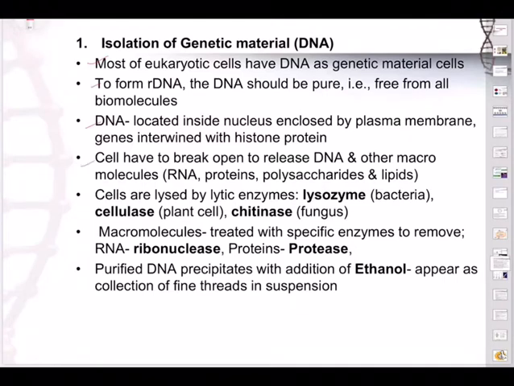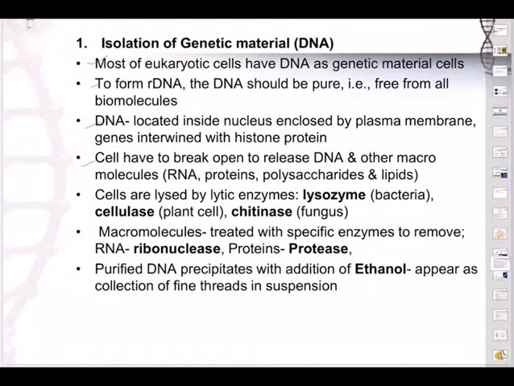So cells are lysed with lytic enzymes like lysozyme in bacteria, cellulase in plant cells so that cellulose will be digested, and chitinase in fungus because chitin will be there. And the macromolecules are treated with specific enzymes to remove them, like RNA will be removed by using an enzyme called ribonuclease. Proteins will be removed by using an enzyme called protease. So this is how we eliminate one after the other all the macromolecules, and finally we get DNA.